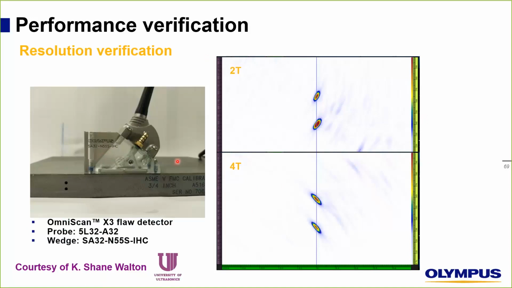So here, Shane used an OmniScan X3 with a probe of 5L32A32 and a wedge N55S. And of course, this is where we put the probe to make our resolution verification. He used 2T and 4T, and as you can see, we are perfectly resolved. Here, you can ask why we are not using the 3T and the 5T. 3T and 5T won't really display a perfect image of these two side-drilled holes, and this is subject to discussion too, because 3T and 5T are not really dedicated to detect such indication.